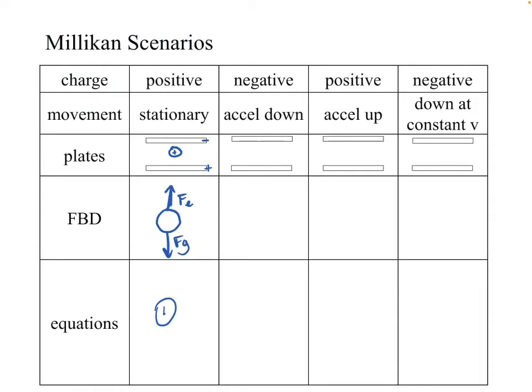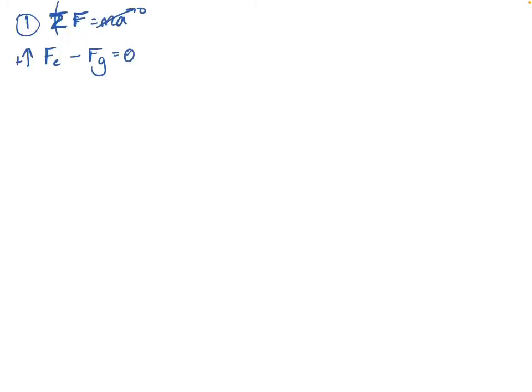Okay, so again, electric force here going upwards, gravitational force going downwards. And so you subtract those should equal to 0 because it's stationary, therefore there is no acceleration. So what do we find here? We found that our electric force is equal to our gravitational force.